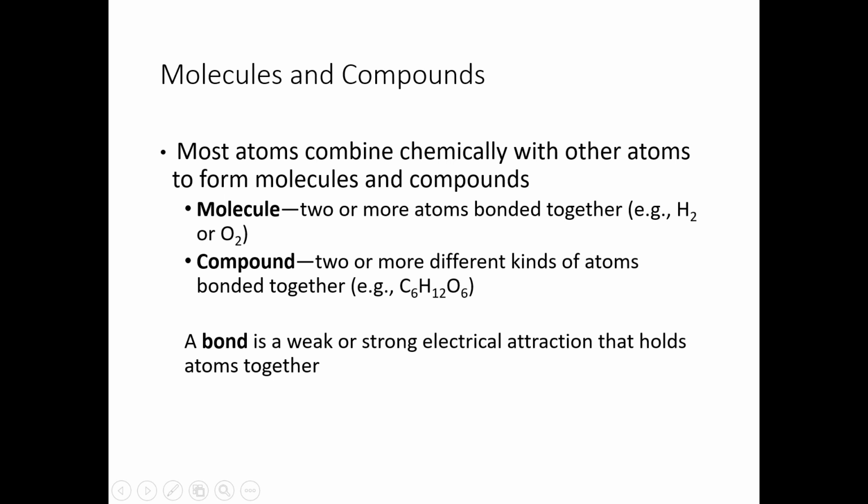A compound is when 2 or more different kinds of atoms are bonded together, like right here, C6H12O6. That is a complex compound which is made of 6 atoms of carbon, 12 atoms of hydrogen, and 6 atoms of oxygen. In a lot of textbooks, compounds like that are often called molecules too, so don't be surprised.